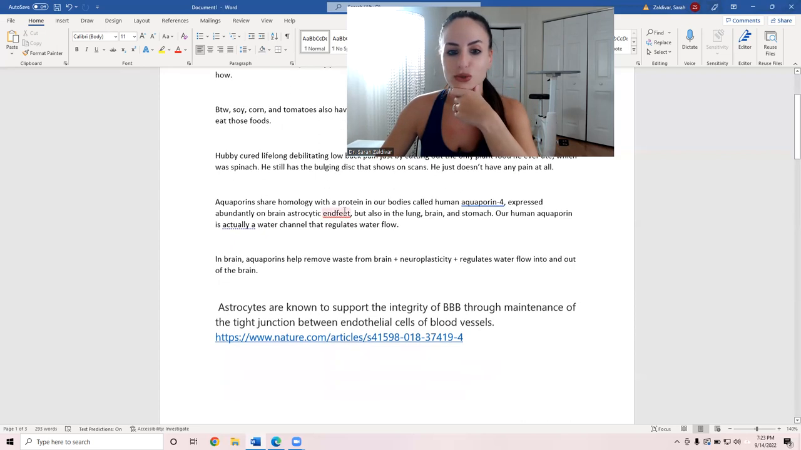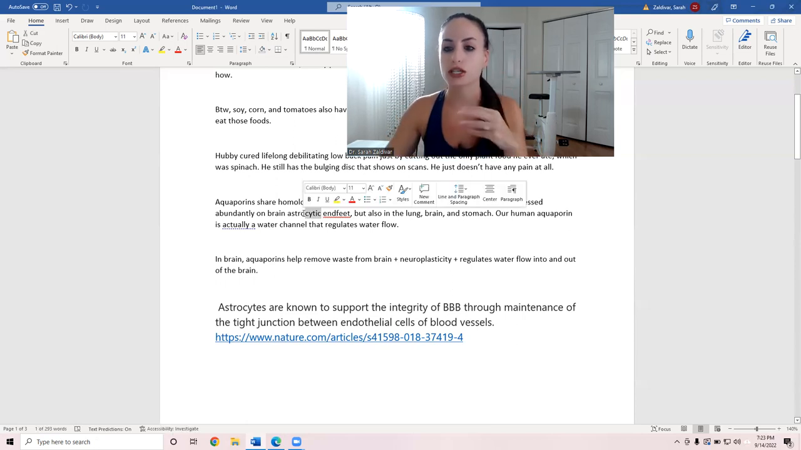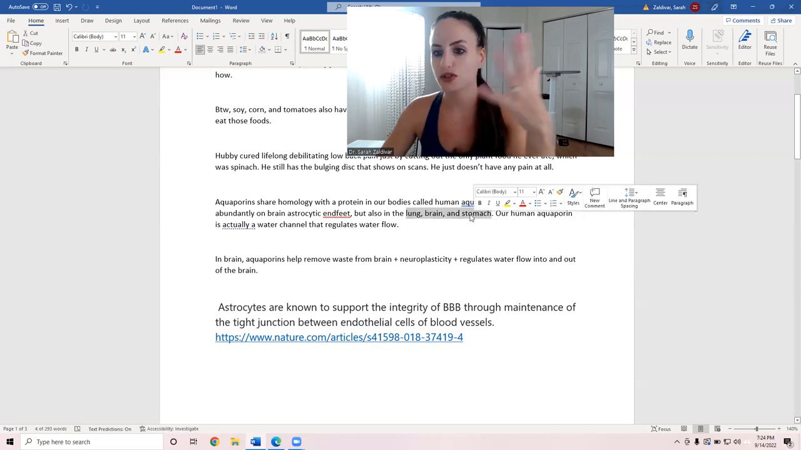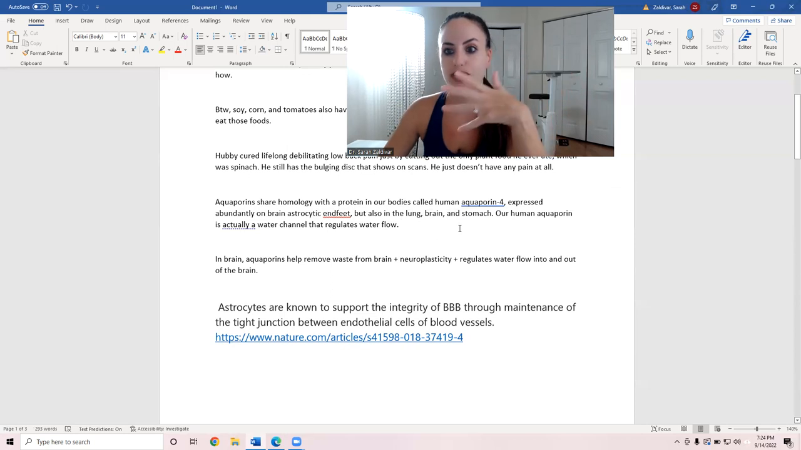So why do aquaporins mess us up? That's because aquaporins look very similar as a protein to the human aquaporin. So in our bodies, we have a human aquaporin 4, which looks very similar to the food aquaporin, which is found in spinach, corn, soy, and tomatoes. And it's especially found in humans in our brain's astrocytic cells. Astrocytic cells are not nerve cells, so they are cells that support your brain cells or your nerve cells. They engulf them with myelin sheath, and they help support the blood-brain barrier integrity. So they are also found in our lungs, brain, and stomach. And so all of those areas are potential targets for when you eat spinach for that damage to happen.